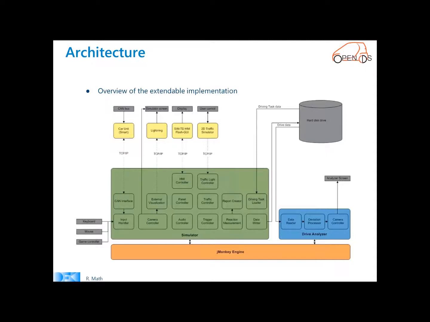The whole time we can log all the data, which is stored to your hard disk drive in a text file. This can then be reopened by our driver analyzer, which is more or less built on the same system. They're sharing classes, so it's one big architecture, you could say. And you get this driving data into our analyzer, where you can visualize it again. You can process a deviation from some ideal line you have defined before.